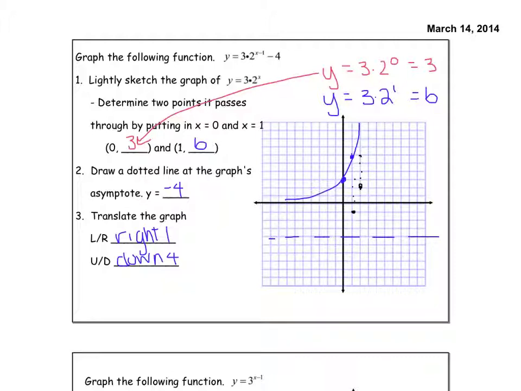And then I want to draw my exponential growth curve so that it approaches the asymptote but does not intersect. So the black curve here would be your final graph. That's the graph of the function y equals 3 times 2 to the x minus 1 minus 4.